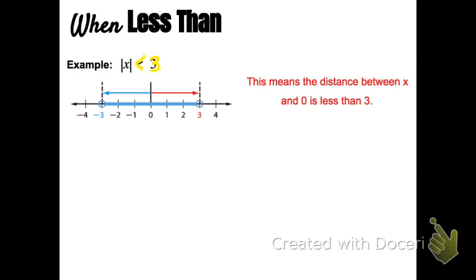What this means is that the distance between x and 0 is going to be less than 3. So if this is 0, maybe it's just 1 away from 0, 2 away from 0. But it can be anywhere in this distance. This is 3 units. This is 3 units. So anywhere in this area is the solution for x. So let's go over some examples of what this might look like.